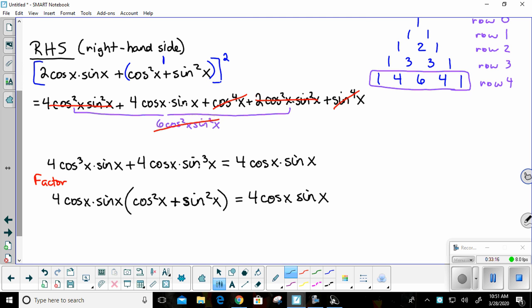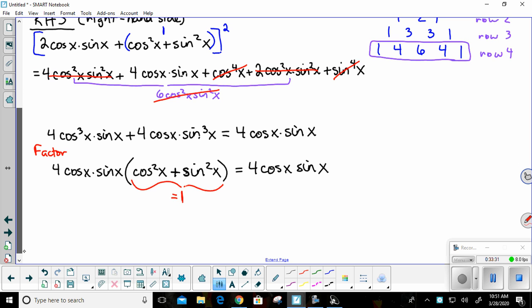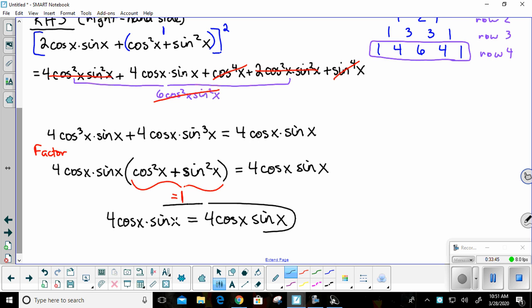Now, once again, what do we notice about what's in parentheses here? The cosine squared x plus sine squared x is my trig identity, which just leaves me with a 1. Anything times 1 is itself. So my final answer, hallelujah, praise the Lord, is 4 cosine x sine x is, of course, equal to 4 cosine x sine x.